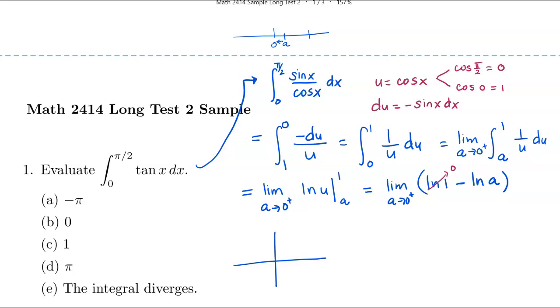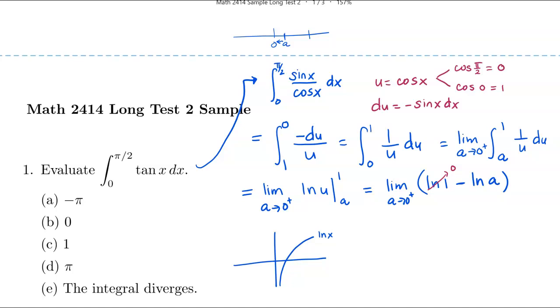Okay, so this becomes ln of 0. Now, if you recall the graph of ln, ln x looks like this. So now, if you look at ln x, as x approaches 0 from the right, where does the function approach? This curve goes to negative infinity. So that means that as this a here approaches 0 from the right, this ln x here approaches negative infinity.